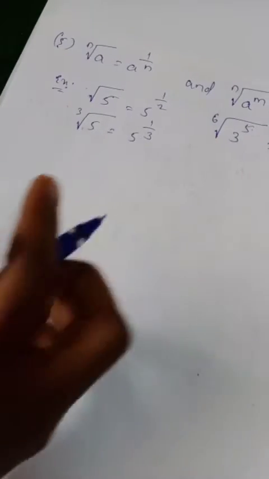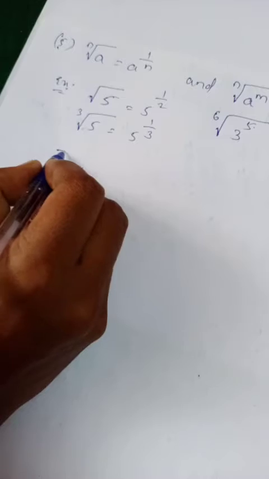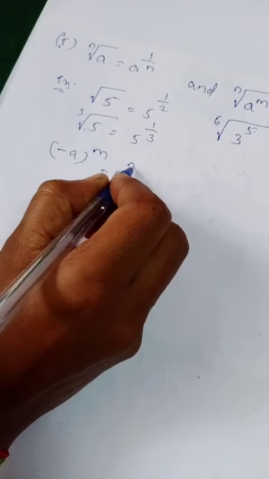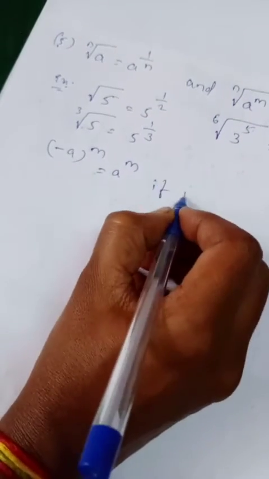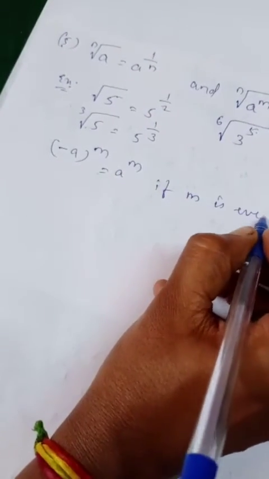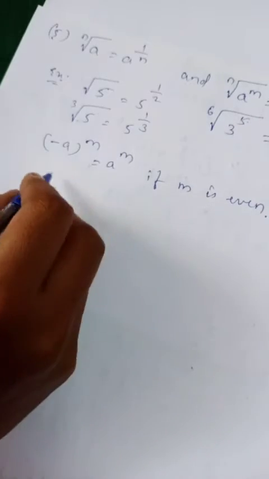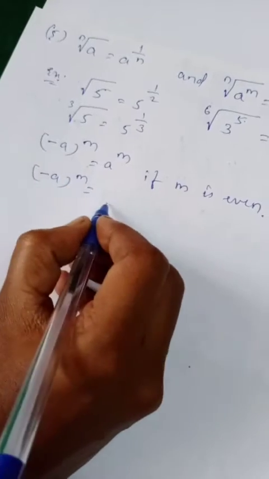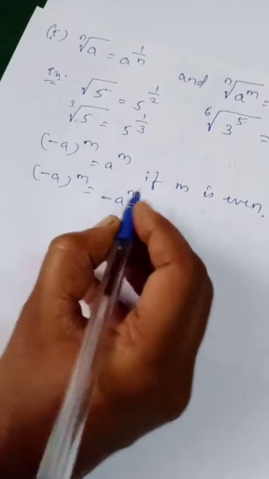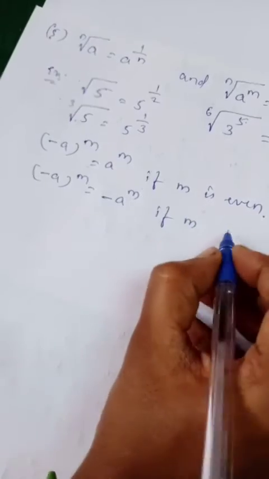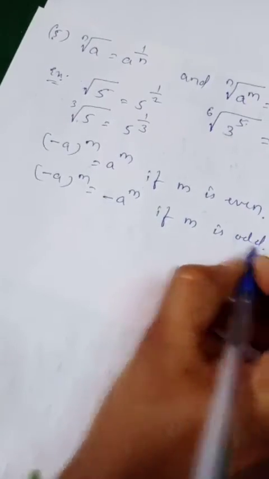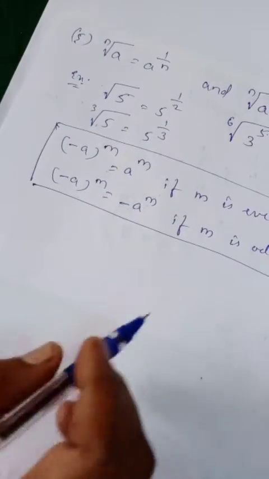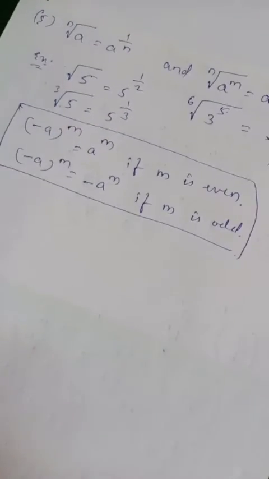And you always have to remember: the nth root of minus a to the power m is equal to a to the power m if m is even, and minus a to the power m if m is odd. These two you have to remember. So we'll see some examples.